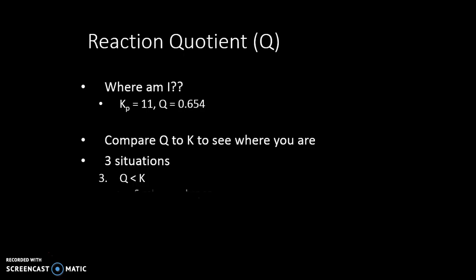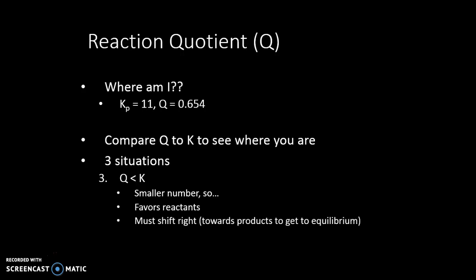If Q is smaller than K, that tells us that we have not reached equilibrium. It favors the reactants, so we must shift to the right. We must shift to the products to get equilibrium. That's what we're saying here. Q less than K means that we're not at equilibrium. We haven't reached there yet, so we have to shift toward the products to get to equilibrium.